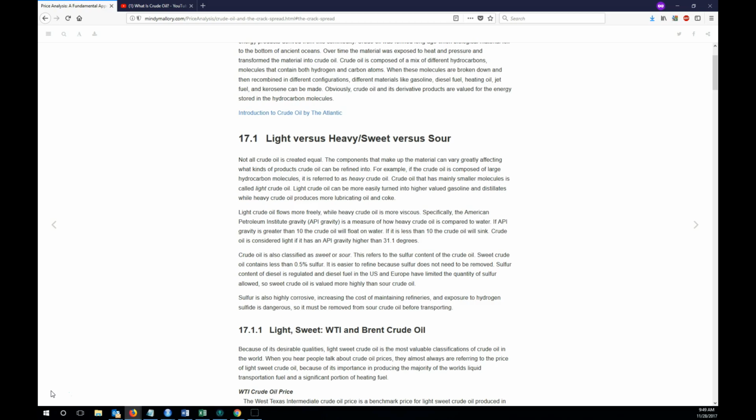You may have heard people talking about diesel by calling it ultra low sulfur diesel. And that sulfur content is related to whether the crude oil is sweet versus sour. Also, sulfur is really corrosive, so if you're refining really sour crude oil, then it may mean that you're going to have increased maintenance costs for refineries.